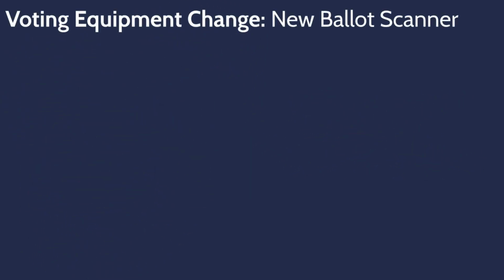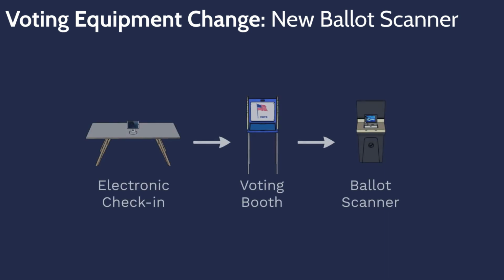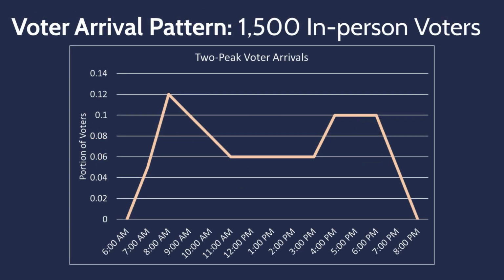In this video, we investigate the effect of implementing a new ballot scanner into a technology-based voting process that uses electronic poll books, hand-marked paper ballots, and a digital ballot scanner. To simulate the voting process, we assume that 1,500 voters will turn out to a polling location following the arrival pattern shown on screen. This arrival pattern represents a large number of arrivals in the morning, arrivals decreasing in midday, and another peak of arrivals in the afternoon.